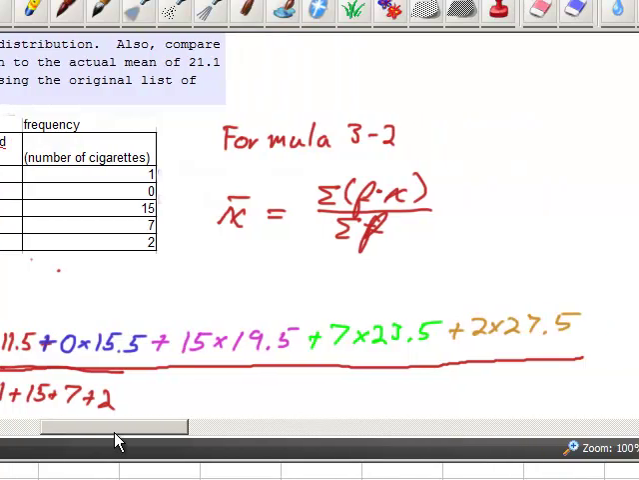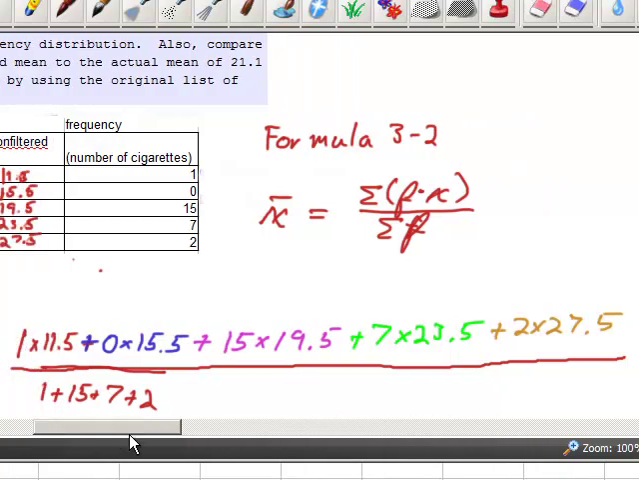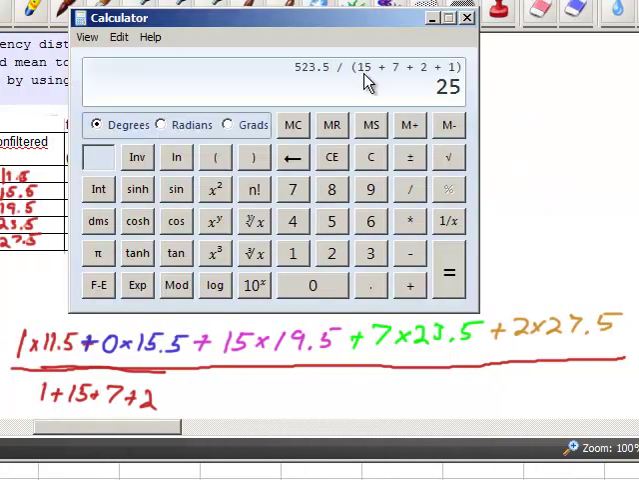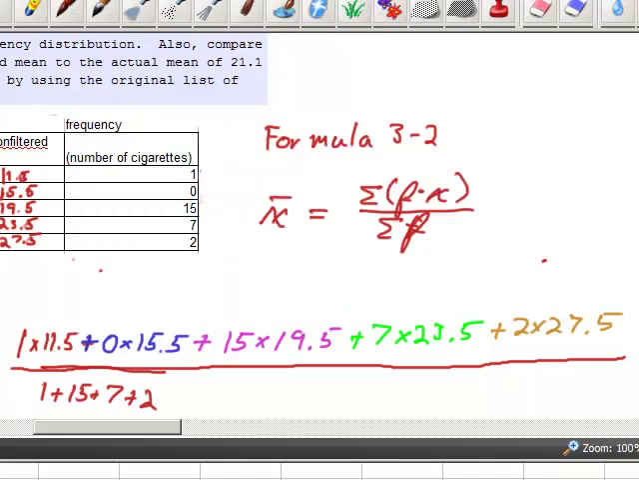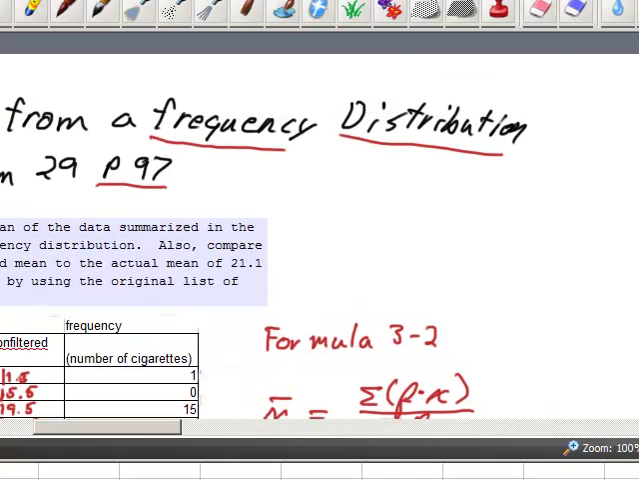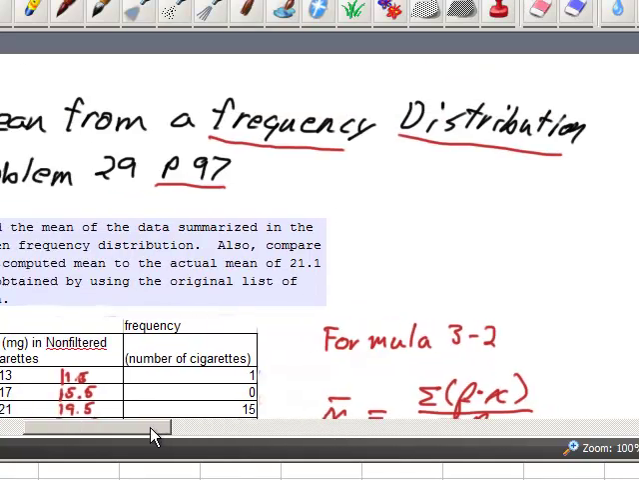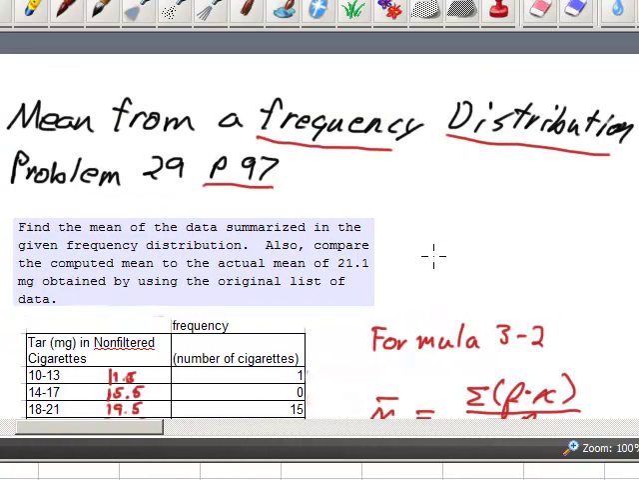Oh, you can see the end of it, can you? And so we get 20.94. Now we're supposed to compare that 20.94 to the original data mean, and the 21.1 is fairly close.